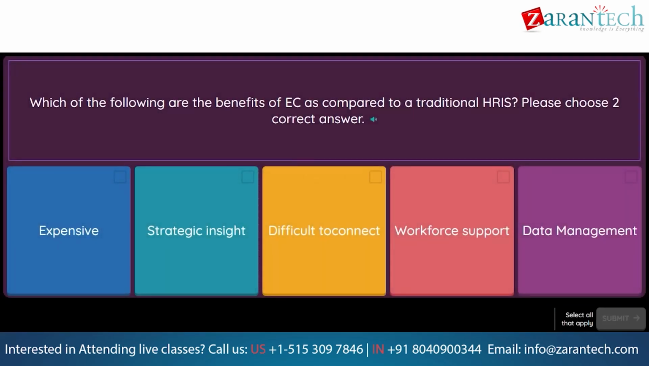Question: which of the following are the benefits of EC as compared to a traditional HRIS? Please choose 2 correct answers. Option 1, expensive. Option 2, strategic insight. Option 3, difficult to connect. Option 4, workforce support. Option 5, data management.